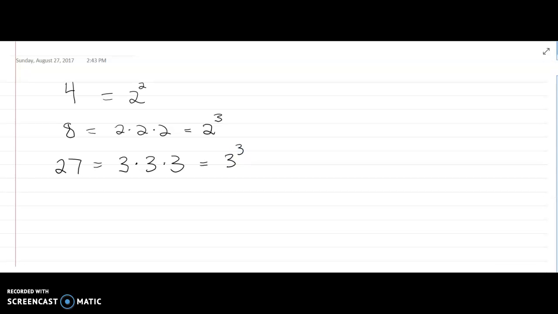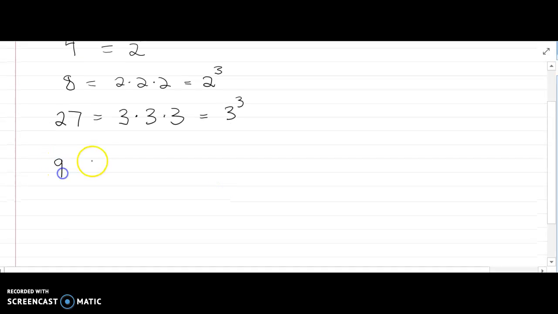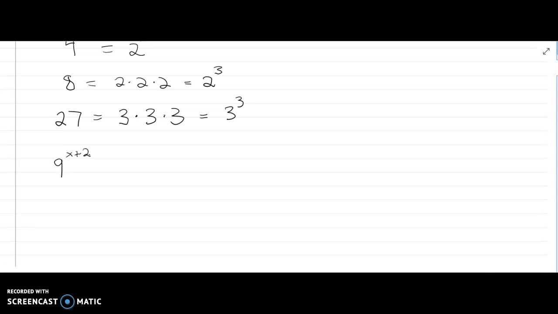Okay, let's continue this idea and add another element. What if I had 9 to the power of x plus 2? Let's start by rewriting 9. I want to get the base to be something else, so I know I can rewrite 9 as 3 squared.